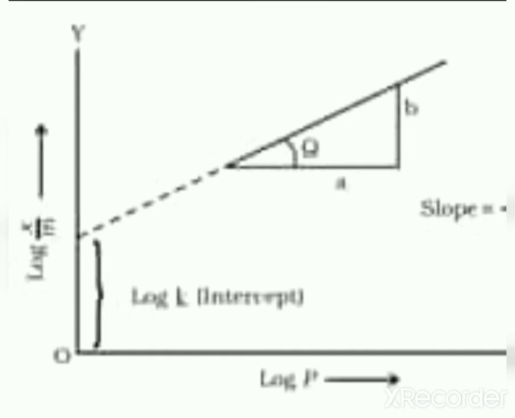So if we plot a graph taking log x by m along the y-axis and log p along the x-axis, we will get a straight line with a slope equal to 1 by n. The slope will be positive. The intercept gives you log k.